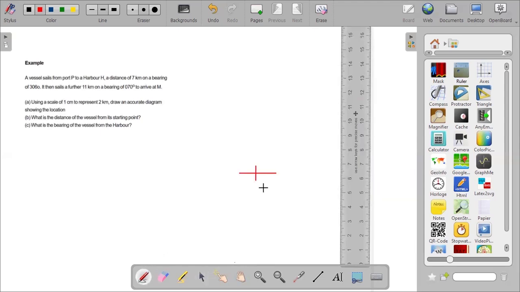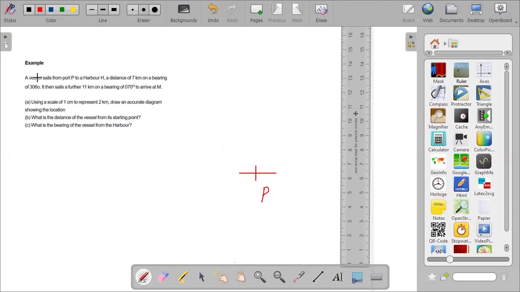This is port P. Then the vessel sails to a harbor H, a distance of 7 kilometers on a bearing of 306. The bearing is based on a scale drawing. You can't get 306 from the protractor. So what are we going to do? We know that the total revolution, the whole of this quadrant, is 360 degrees.